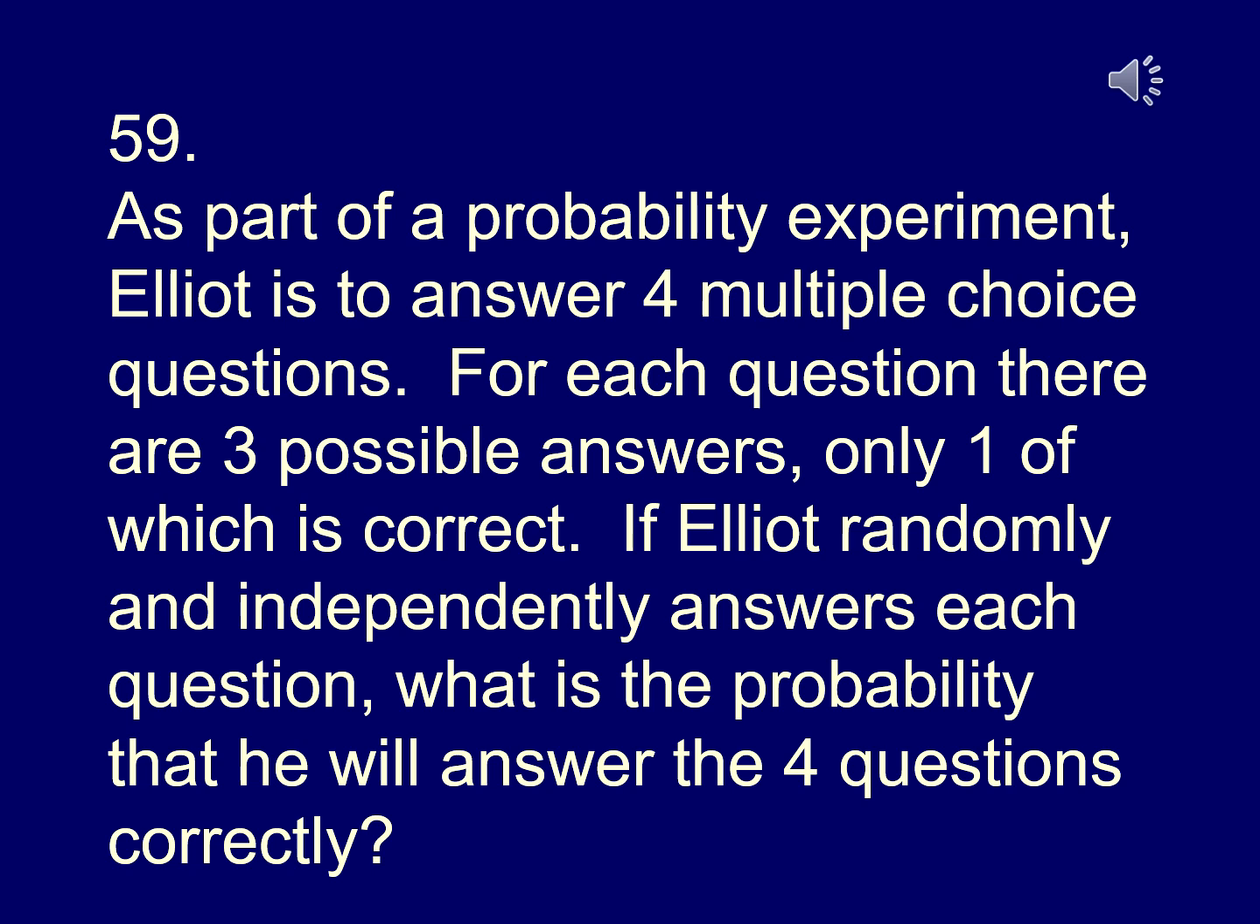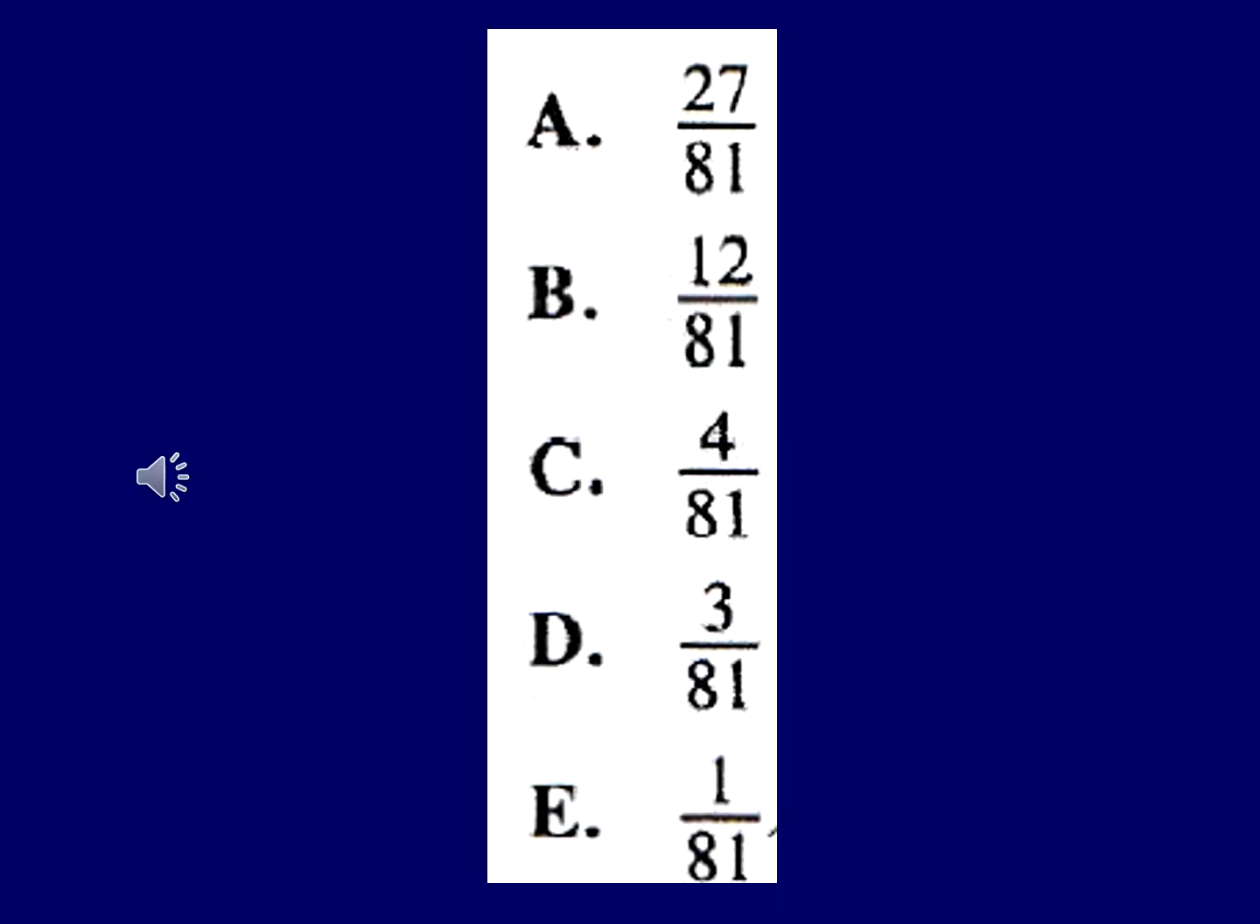Question 59. As part of a probability experiment, Elliot is to answer 4 multiple choice questions. For each question, there are 3 possible answers, only one of which is correct. If Elliot randomly and independently answers each question, what is the probability that he will answer the 4 questions correctly? Our possibilities here are 27/81, 12/81, 41/81, 3/81, and 1/81. So obviously it's got something to do with 81.